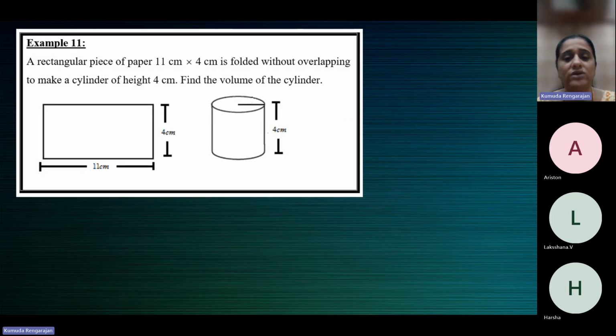But here we only know the height of the cylinder. We have to find the volume. We don't know the radius. The radius is not given. So we have to find the radius.